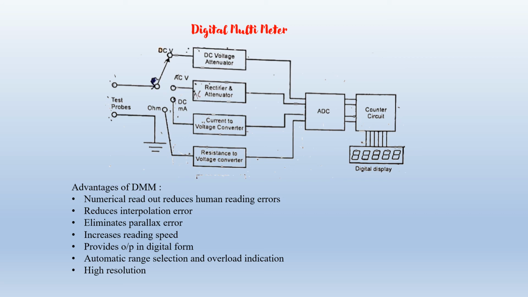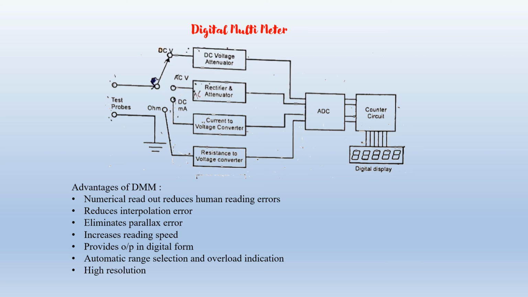DC voltage measurement. For DC voltage measurement, the selector switch S connects the DC voltage under measurement to DC attenuator, ADC, decade counter and display unit. ADC converts an unknown voltage into pulses which are proportional to the input voltage. These pulses are counted and the count is obtained on the display unit.